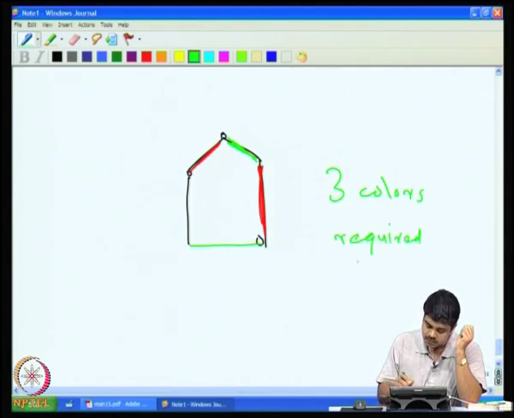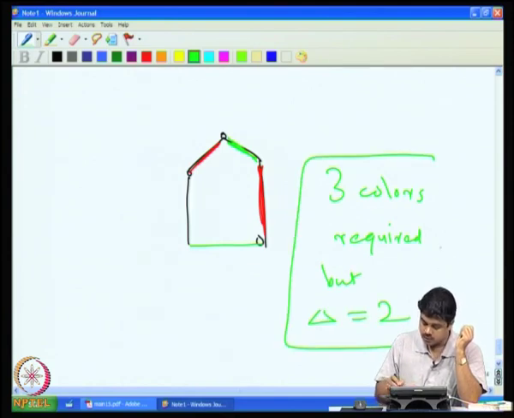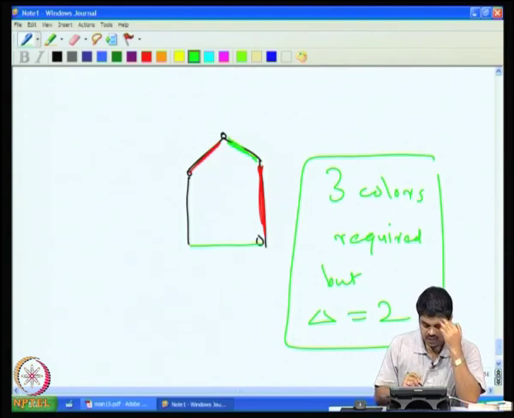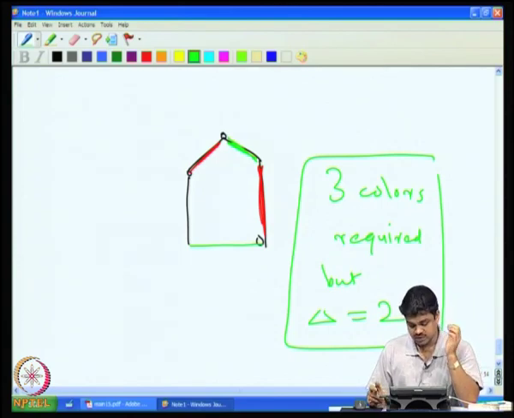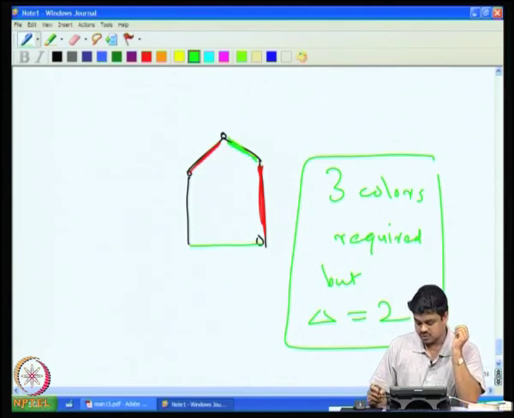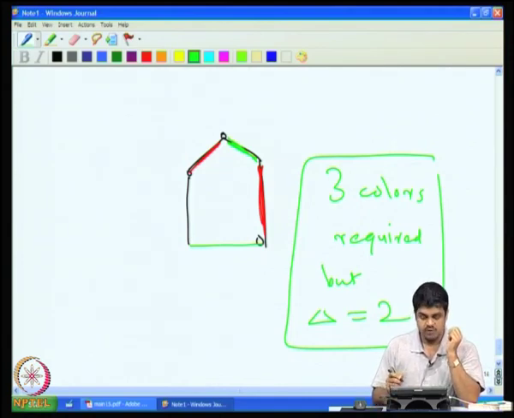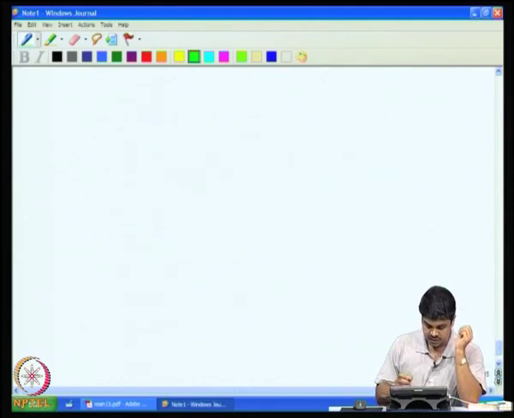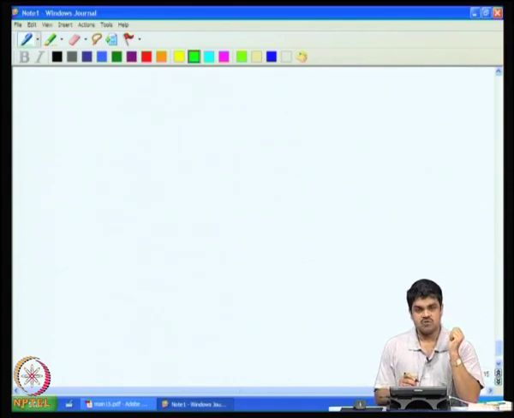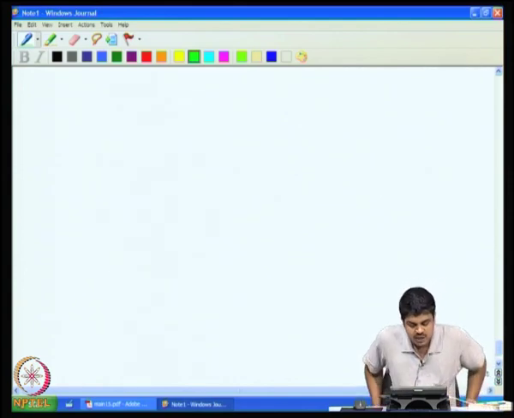but delta equal to 2 only, right? So there are some examples where you need one more color, but no example will be there which requires more than one extra color, is what Vizing says, if it is a simple graph. But before moving to that, because it requires a little more sophisticated argument, we will take the very simple case of bipartite graph, and we will show that in fact in the case of bipartite graphs only delta colors are required.